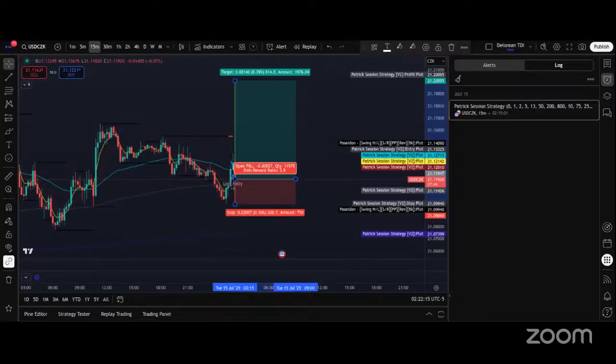And here's your next call of the night. United States dollar versus Czech koruna. 15-minute confirmation. Market execution buy. Entry price is 21.11947. Stop loss is 21.09860 for 209 pips. Take profit is 21.20095 for 815 pips with a risk to reward ratio of 3.90.